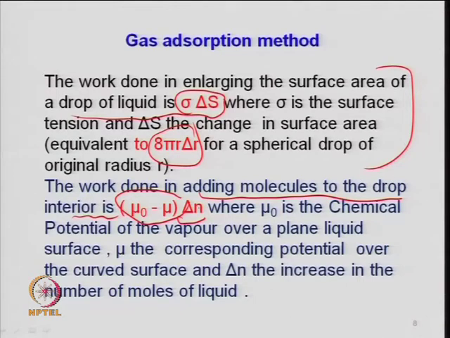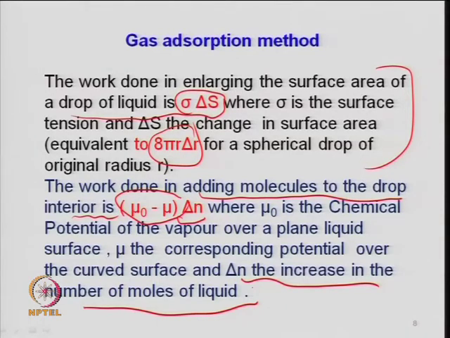So, that is the thermodynamic relation. mu 0 is the chemical potential of the vapor over a plain liquid surface, that is a wet surface, and mu is the corresponding potential over a curved surface, right. Between these two you can find the change, where delta n is the increase in the number of moles of liquid which has changed the volume of the droplet, right. Related to that is the shape of a droplet: here we are assuming spherical, but it changes from spherical to elliptical, which is related to your principle of thermodynamics, because a surface tries to maintain its minimum area, right.